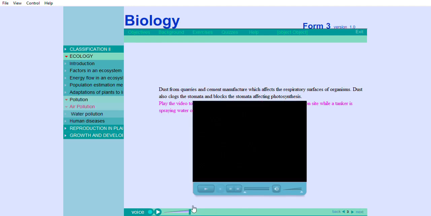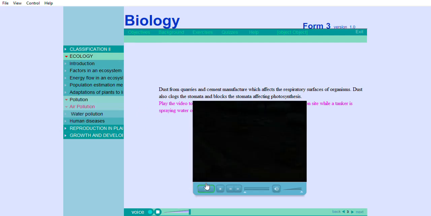Dust from quarries and cement manufacture, which affects the respiratory surfaces of organisms. Dust also clogs the stomata and blocks the stomata, affecting photosynthesis.